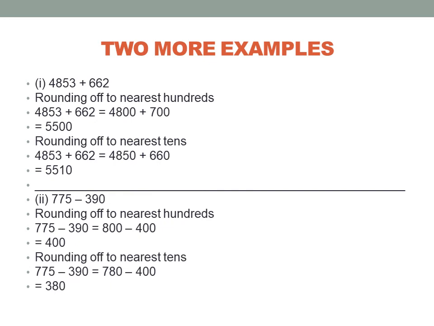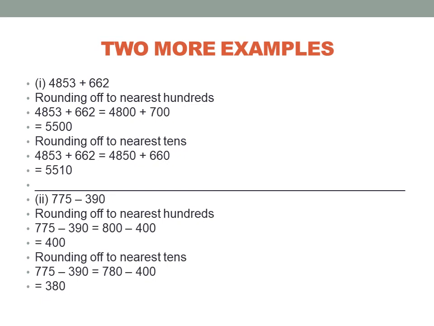So example here, we can take any number of your own. I have taken the number 4,853, rounding off to the nearest 100, plus 662. When you round off this number, the first will become 4,800. 662 will be near to 700. When you sum up these two numbers, we will obtain 5,500. That is rounding off to the nearest 100.